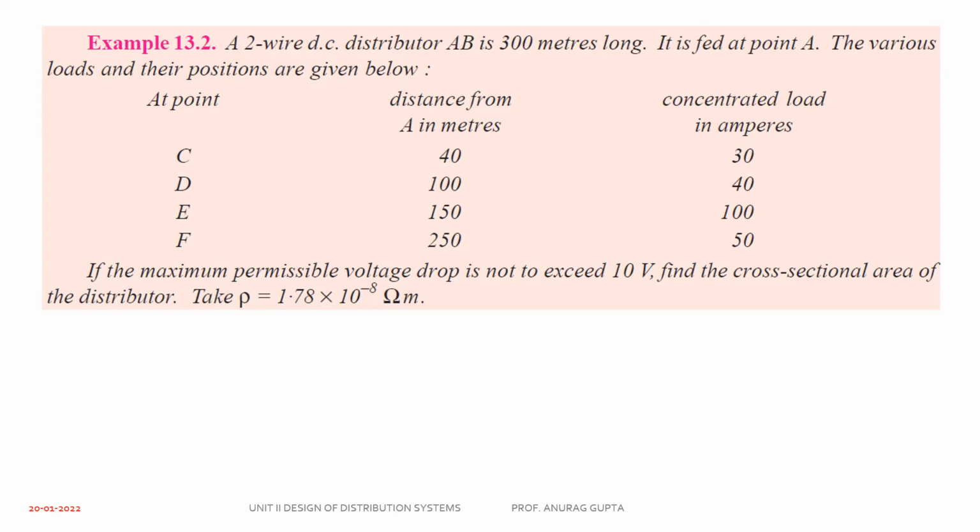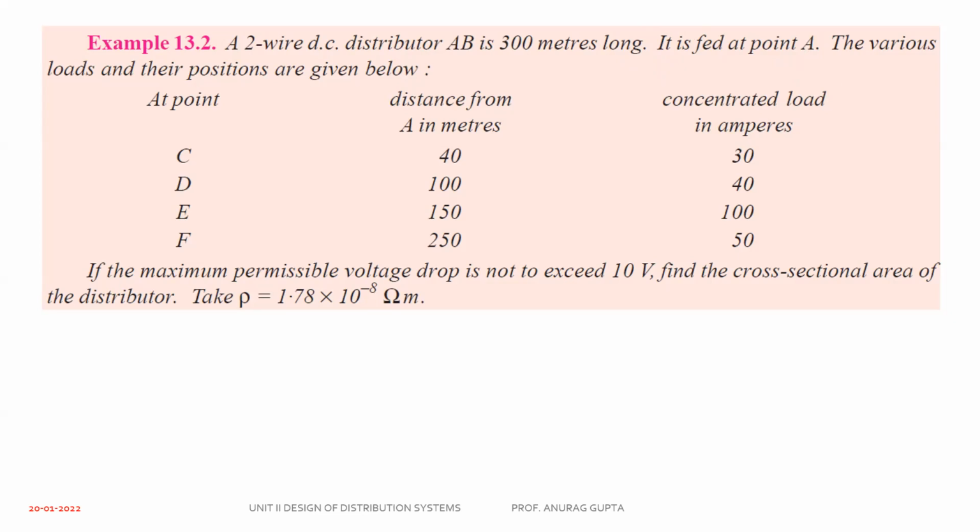Okay, great. So you can see the numerical: a 2-wire DC distributor AB having a length of 300 meters, fed at point A. If I give a feeding point at A, it means we are solving a numerical problem on DC distribution, with feeding from one end.